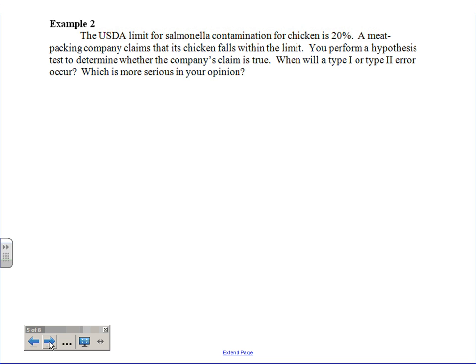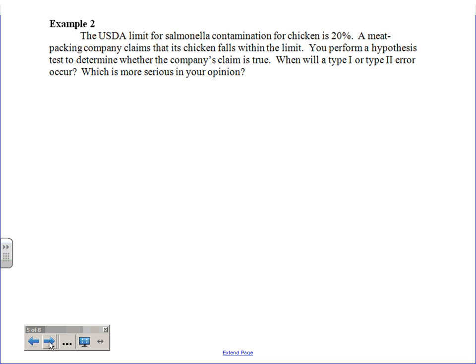All right, so let's try this. So the USDA limit for salmonella contamination for chicken is 20%, which is a little scary, but I found that number somewhere, so that scares me a little bit. So they're saying if you get above 20%, shut down, right? That's what they're saying. Below 20%, you're okay. So a meat packing company claims that its chicken falls within the limit. So their claim is that we are good. You perform a hypothesis test to determine whether the company's claim is true.